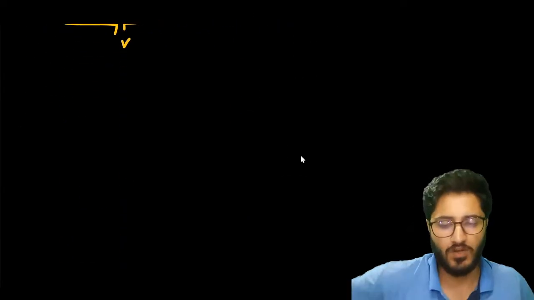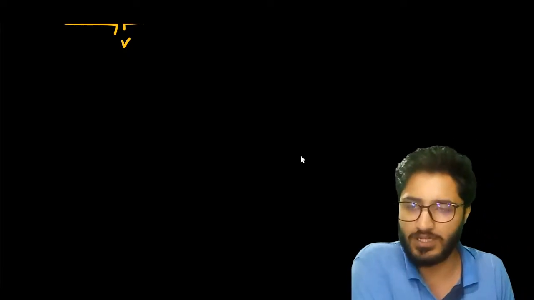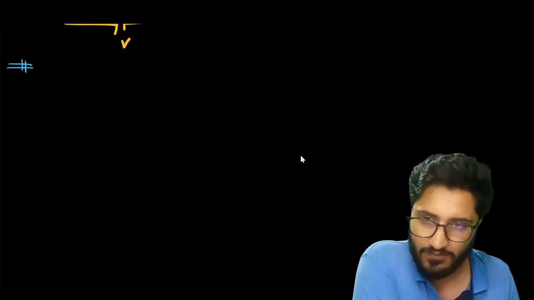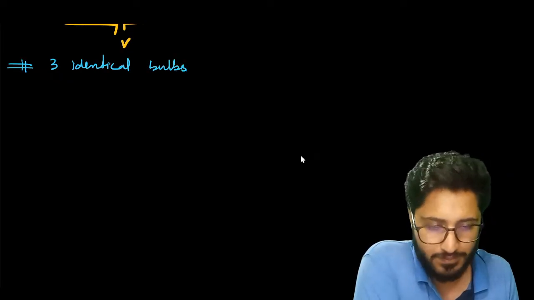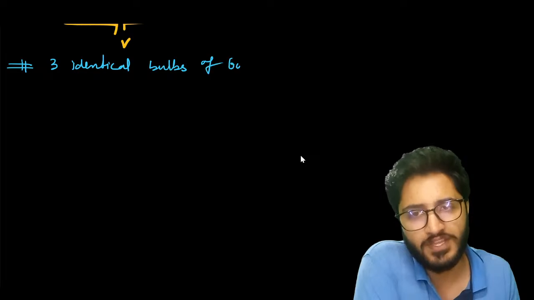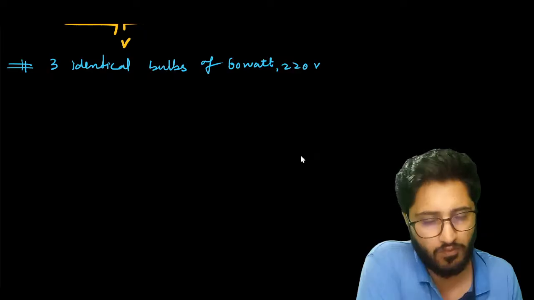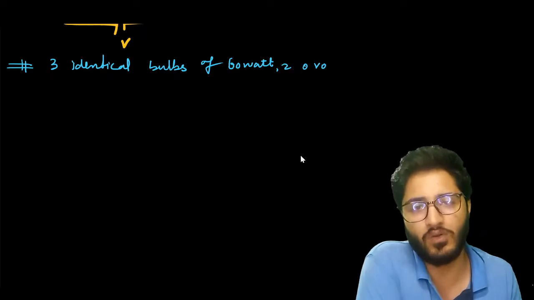Okay, now let us do a numerical. Now there should be a numerical for support. We have three identical bulbs of 60 watt and 220 volt. I will take 200 only now for simplicity.